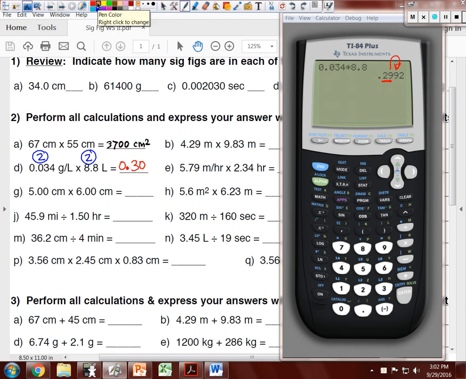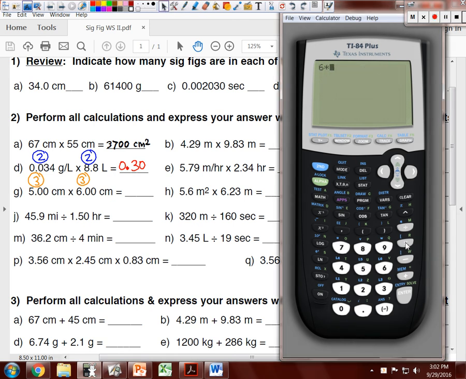So 5.00, that is 3 significant figures. 6.00, that's also 3 significant figures. So out of 3 and 3, which one's the least? 3. So my answer must have 3 significant figures, right? So let me clear this. Got my calculator. And I need to do 6 times 5, which is 30. Now, if you just wrote 30, that's technically not correct. Just the number 30 by itself is how many significant figures?